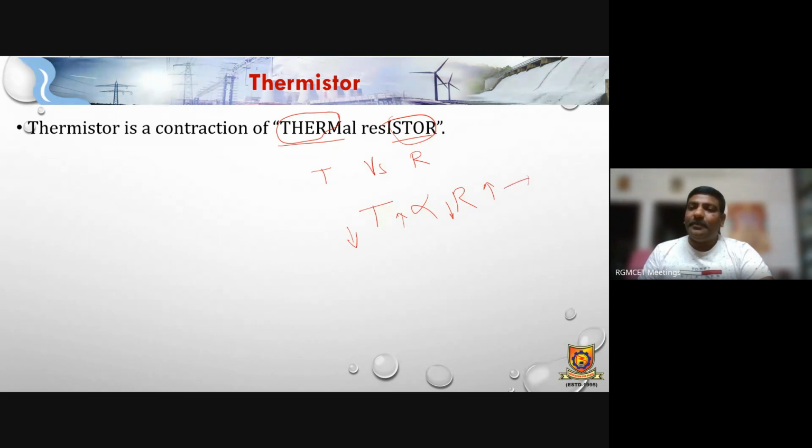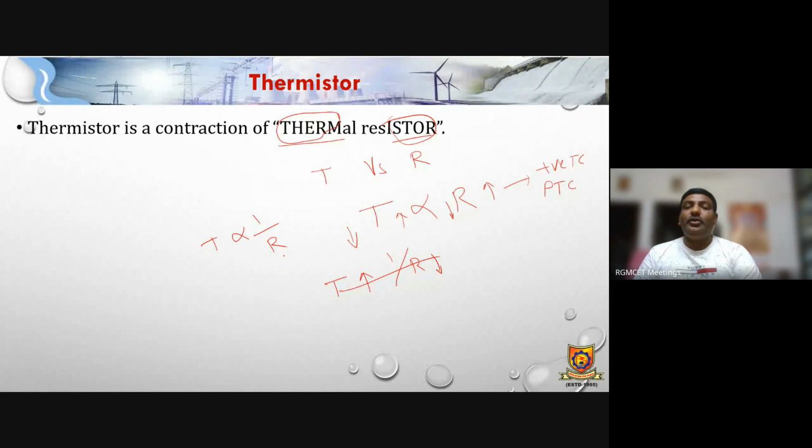We call this type of material positive temperature coefficient, nothing but PTC. There is another type of material: if temperature increases, resistance decreases. These are inversely proportional, nothing but T is proportional to 1 by R. If T increases, R decreases. These kinds of materials we call negative temperature coefficient materials.